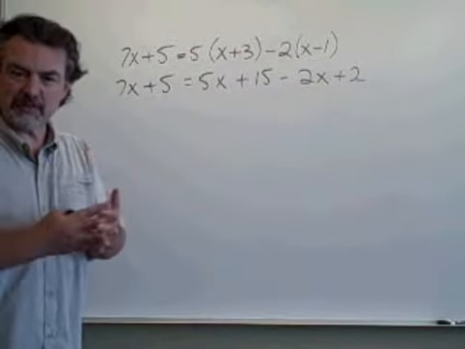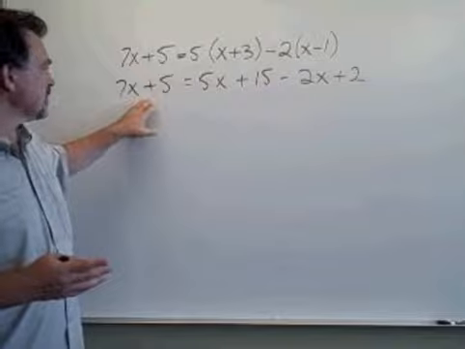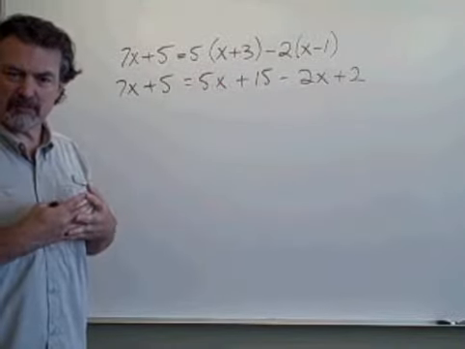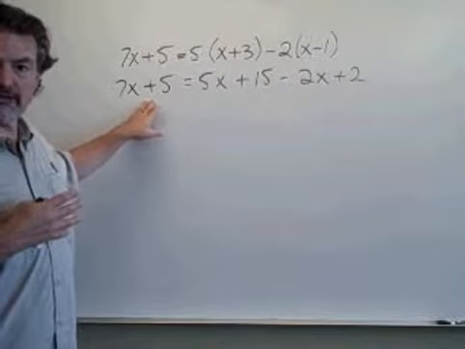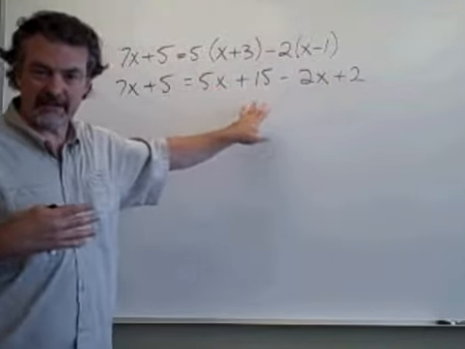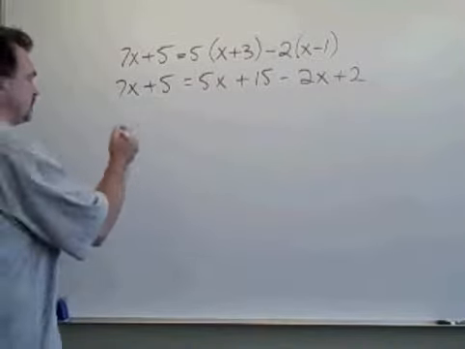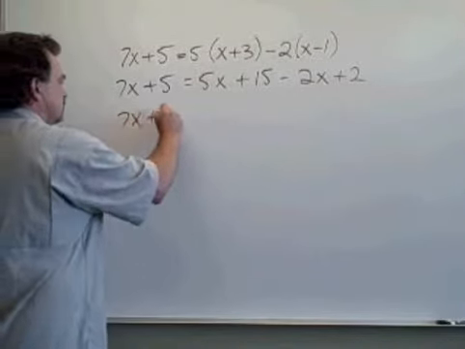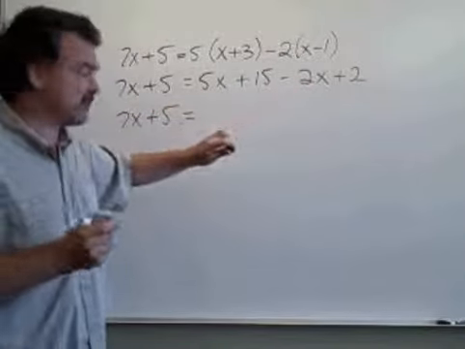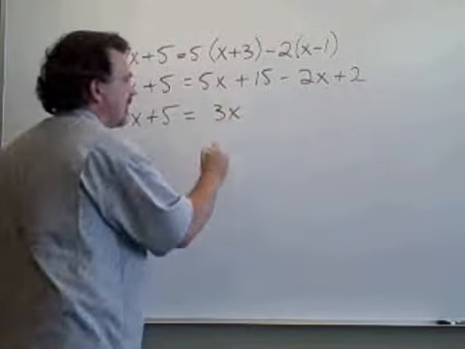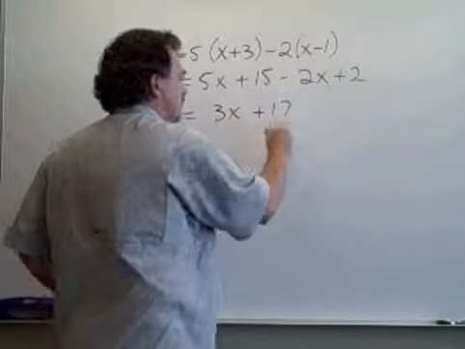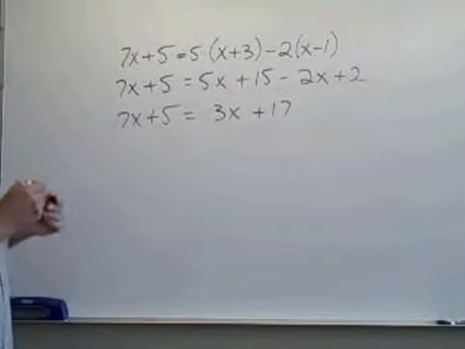Next key word was expressions. We're going to look at the expressions and see if we have any like terms we can combine. There are no like terms in this expression, but there are like terms that I can combine in this expression. 5x minus 2x leaves us 3x, plus 15 plus 2 more, that's equivalent to plus 17.